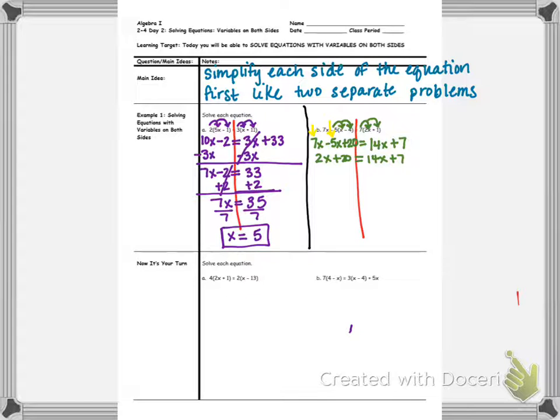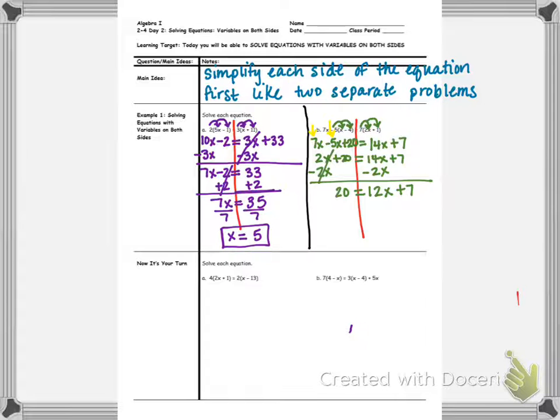In this case, it makes sense to move the 2x because it is a smaller value. So I'm going to move that. Those will cancel out to 0. I bring down the 20 equals 14x minus 2x is 12x. And I'm going to bring down the plus 7. Now here's the two-step equation, and I'm going to solve as I've been doing.